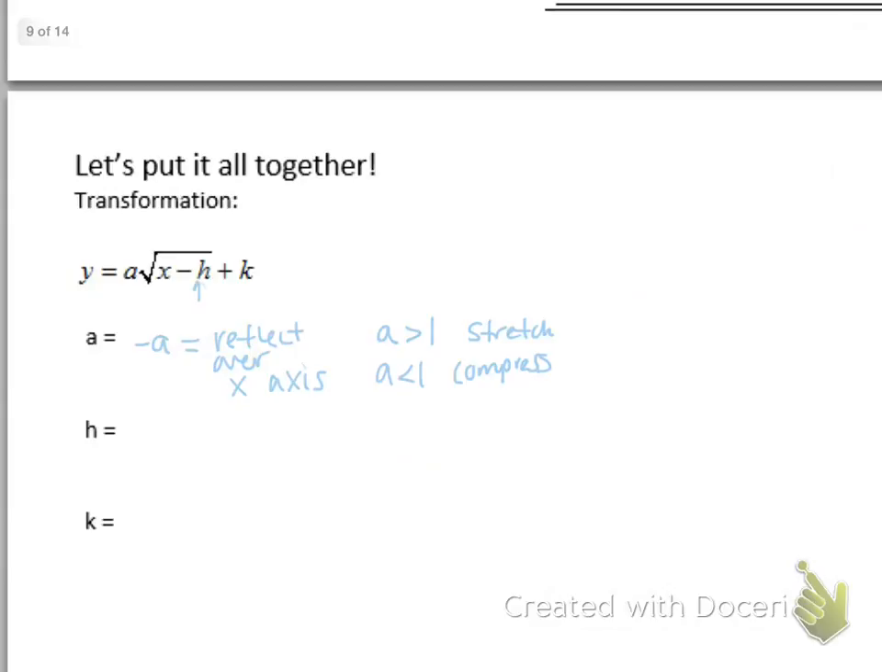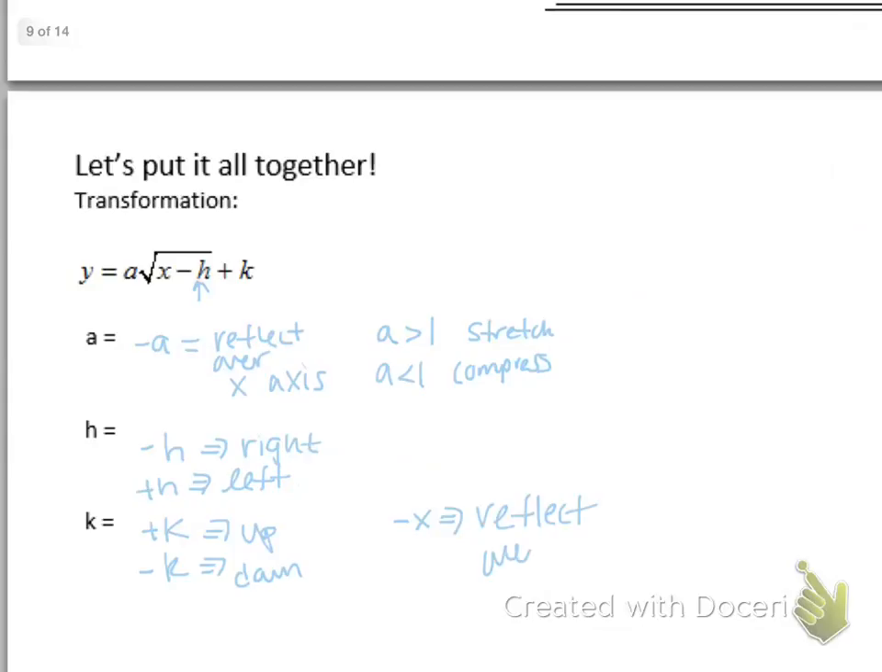Okay, inside we're moving left and right, so if I have a minus h, we're moving to the right. If I have a plus h, we're moving to the left. Remember, it's always opposite of what you think. Okay, my k on the outside is up or down. If it's a positive k, we are going up. If it is a negative k, we are going down. And then also if we have a negative x, that means it's going to reflect over the y, if you want to add that in.